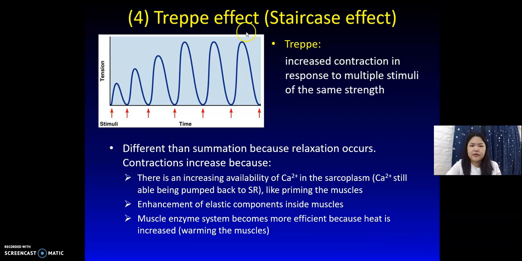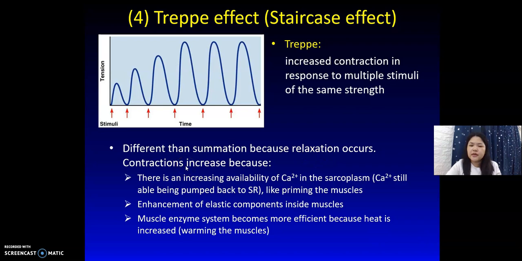Trap effect, also called the staircase effect. The trap effect is increased contraction in response to multiple stimuli of the same strength. We can see that the first stimulus comes in, then the second stimulus, and the tension increases. The third stimulus comes, and the tension increases again. So what's the difference between twitch summation and the trap effect? In the trap effect, relaxation occurs.